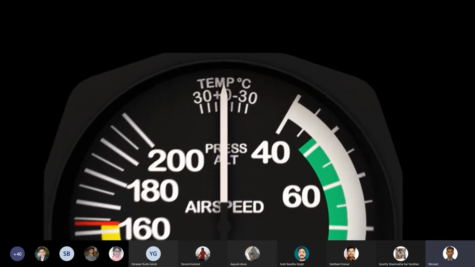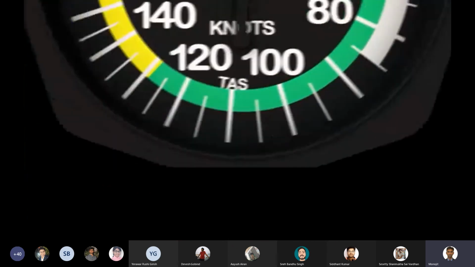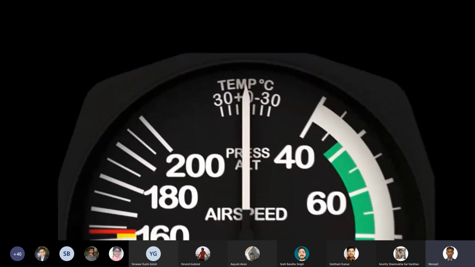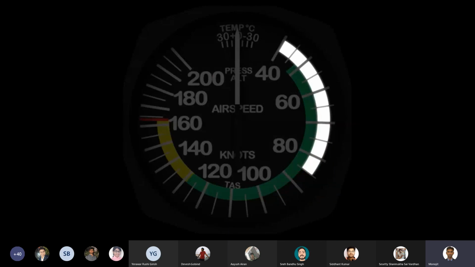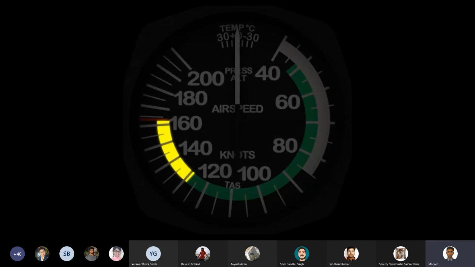The face of the instrument displays color-coded speed ranges that the pilot should be aware of while they fly, to avoid exceeding any limitations of the aircraft. The green arc is for normal operations. The white arc is when you're allowed to extend the flaps. The yellow arc is limited to flight in smooth air only, and the red line indicates the maximum allowed speed.